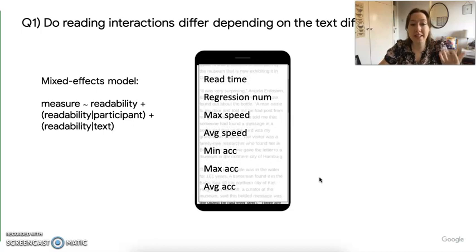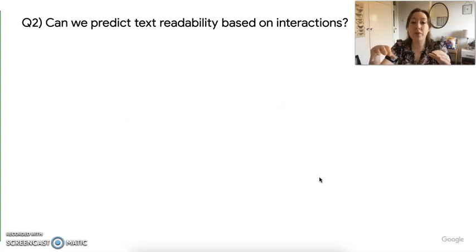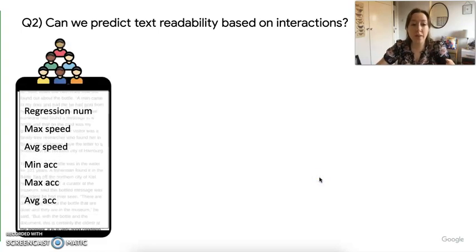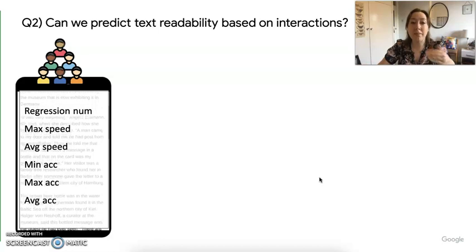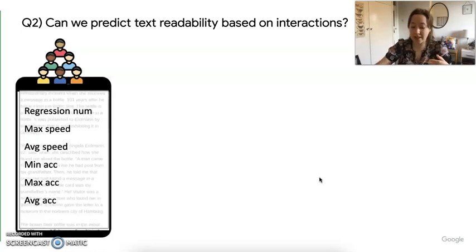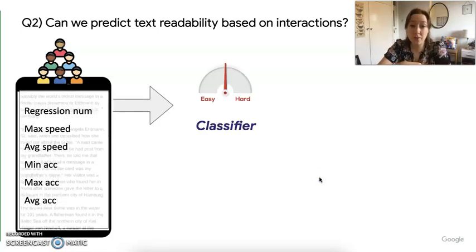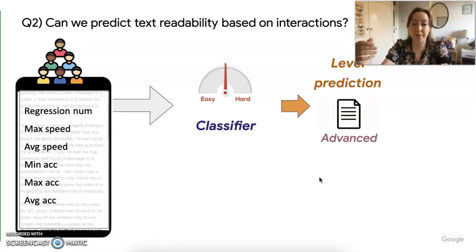And so once we'd seen that there were interactions that differ depending on the text level, we then wanted to see whether we can actually predict the readability of a text based on interactions. So as I said at the beginning, predicting text readability, it's all about actually assigning a level to a text. And so the way that we try and set up this experiment is that each text in our data set is read on average 6 times. And so we take the mean measure from these 6 different interactions, and we input this into a classifier. And this classifier is trained to predict whether this text is a hard text or an easy text to read. So it will output a level such as advanced or elementary.